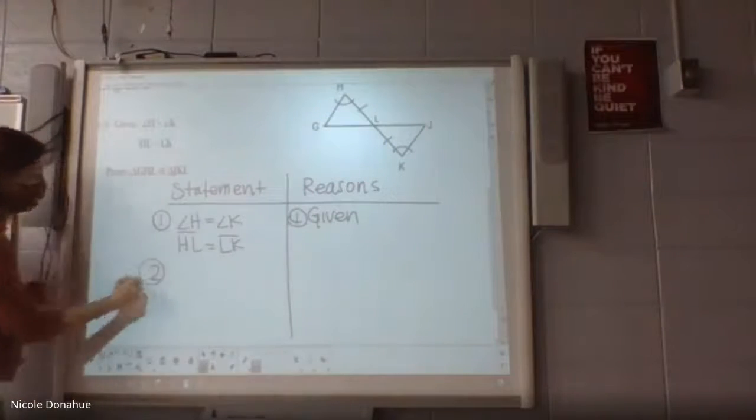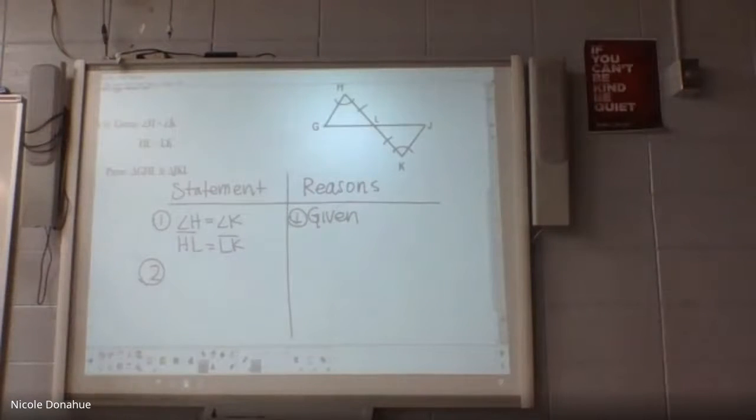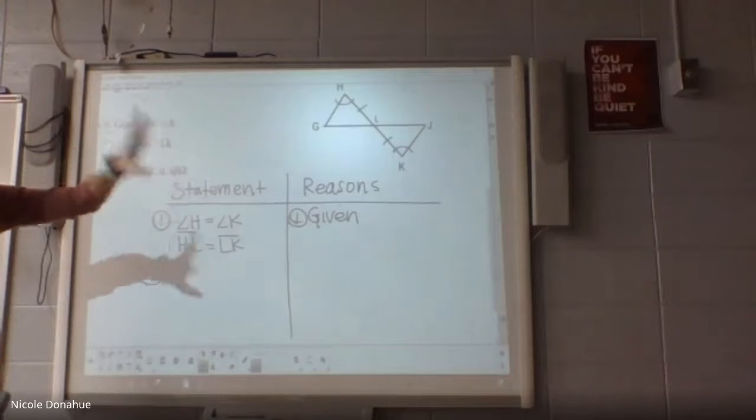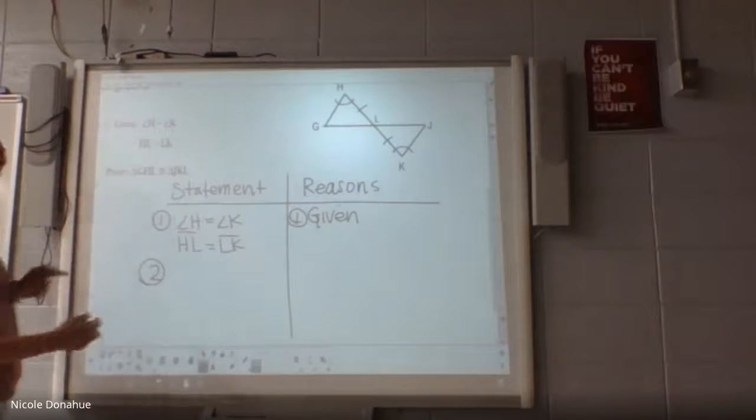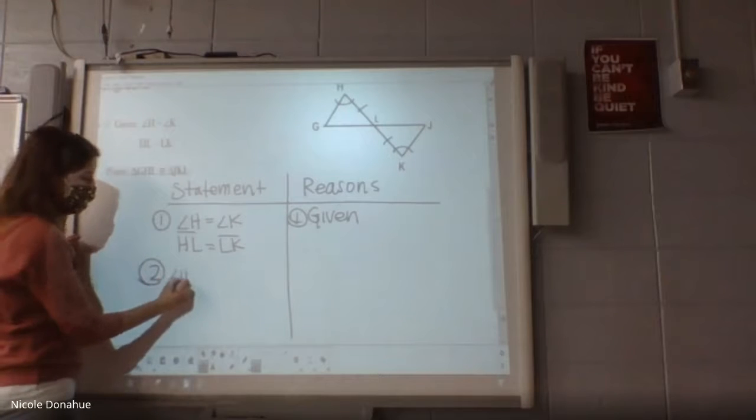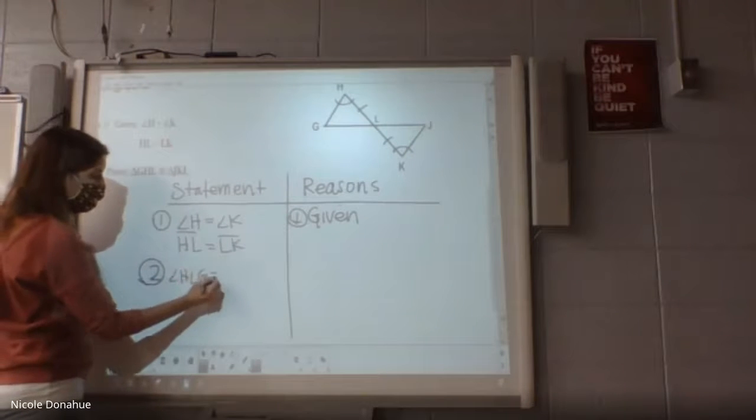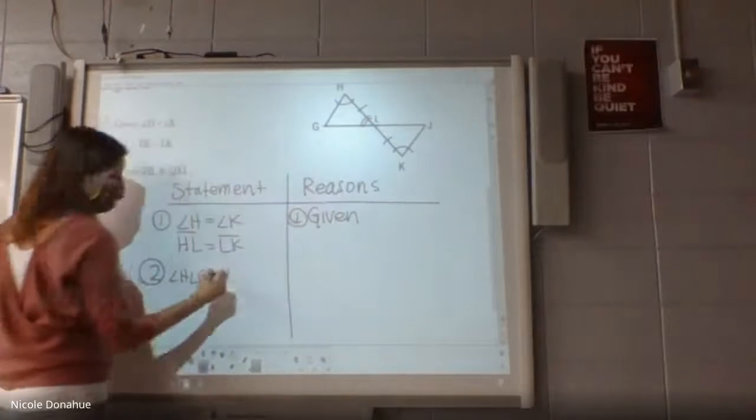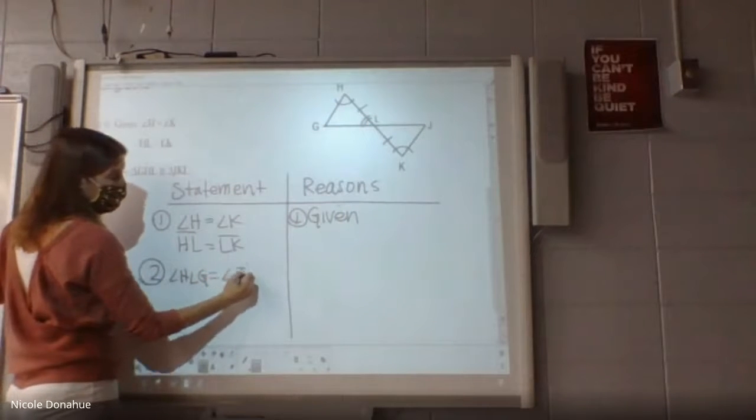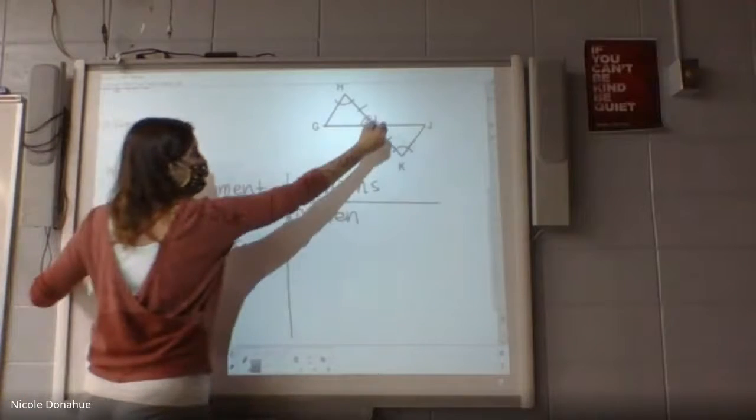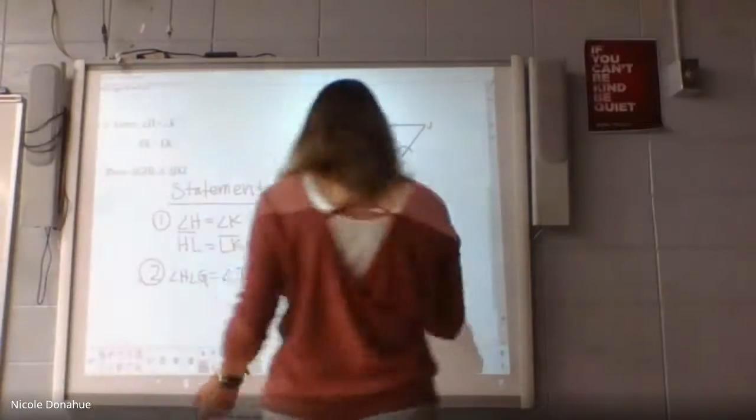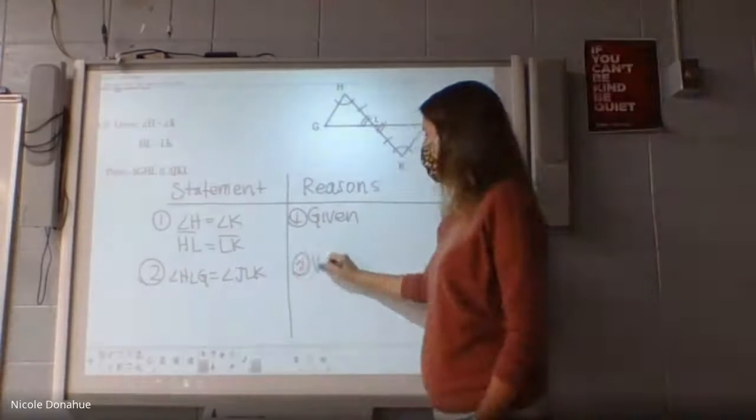Now, this one's a little bit annoying because L can't equal L, there needs to be more letters. So a lot of times in a proof on a test, I'll label all the angles with numbers, but I didn't here. So angle HLG, that angle here, equals the other one, angle JLK. And just like Luke said, it's just vertical angles.